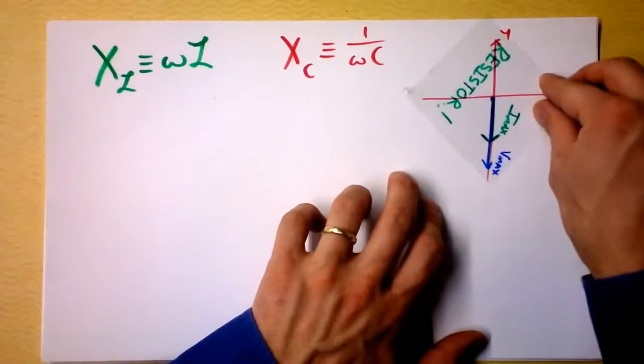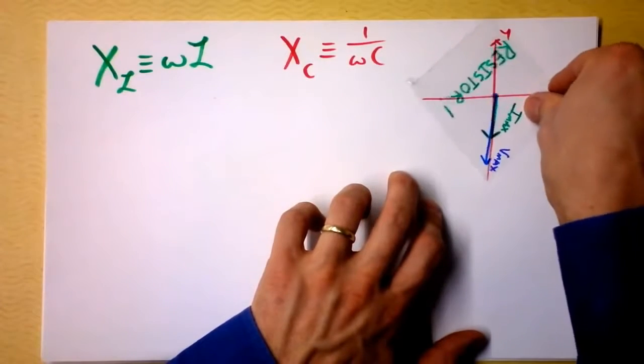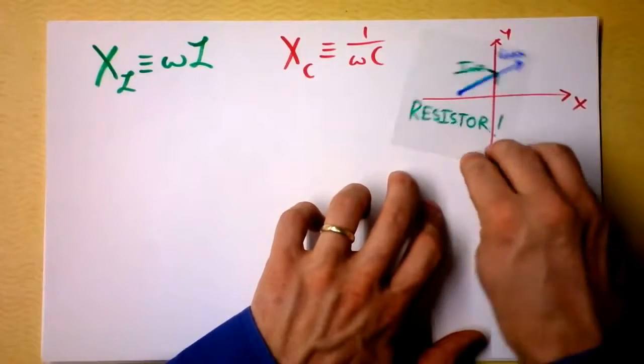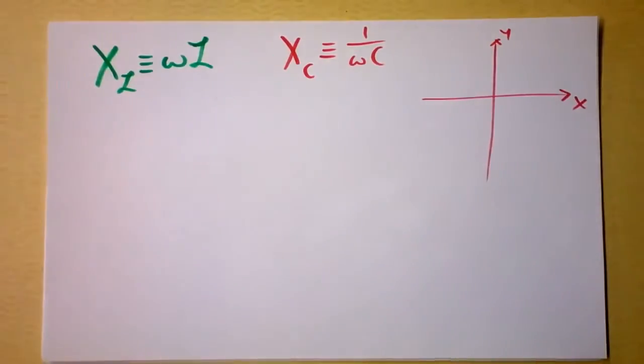Did I mean to say minimum power? It doesn't have a direction. The power will be dissipated a lot here and a lot here. The Y component of where the phasor is is what matters.